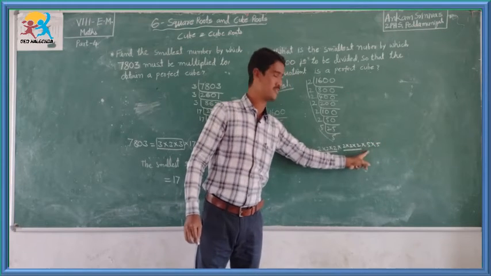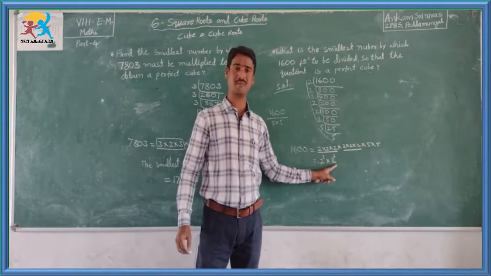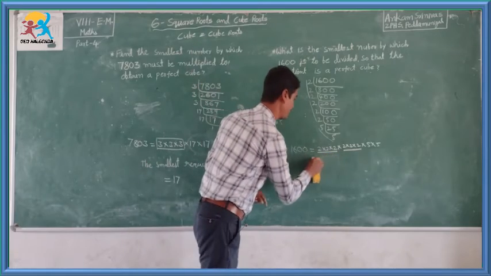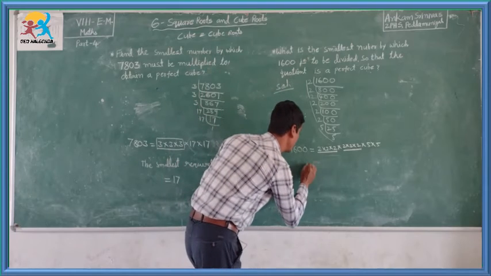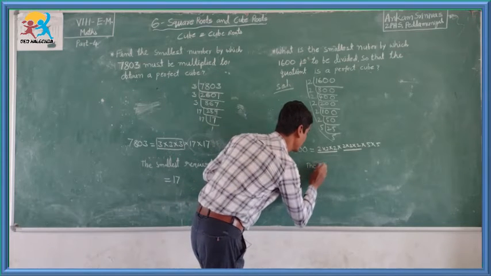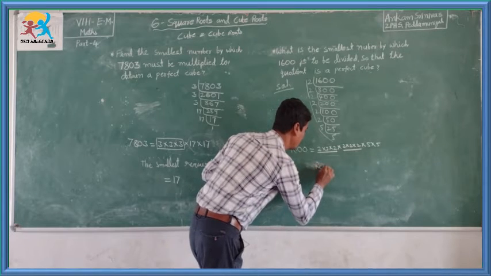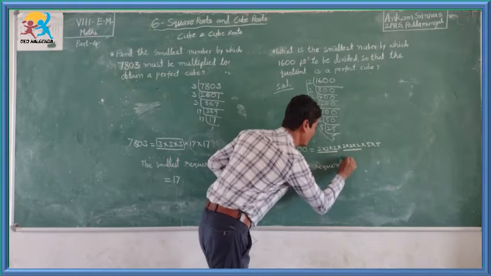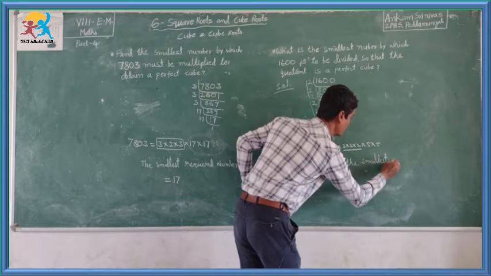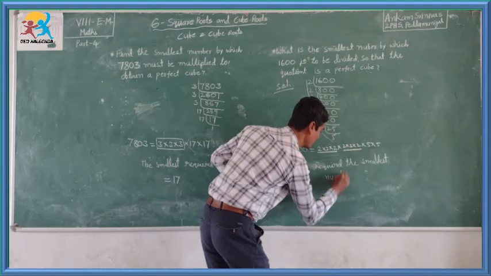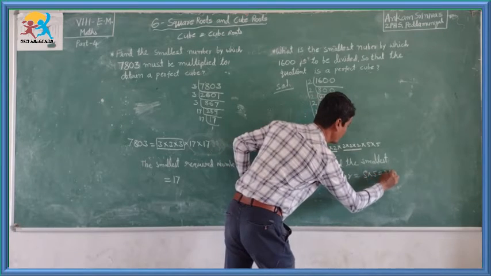If we cancel these two, then the remaining is the product of 3 same numbers. So the required smallest number is 5 into 5, equal to 25.